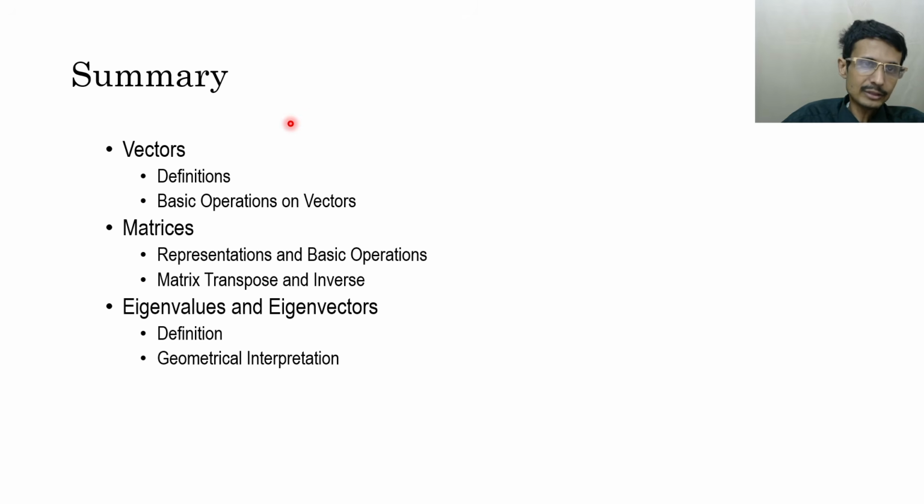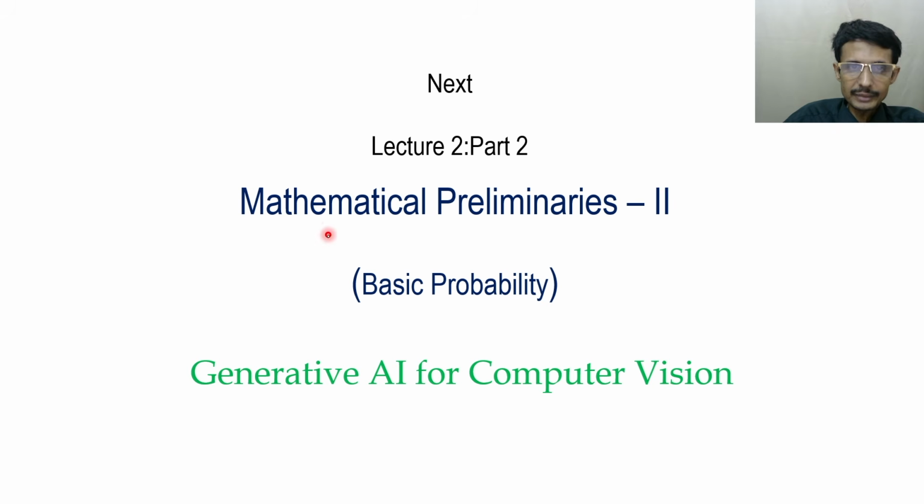So in this lecture, we first introduced vectors, definitions and basic operations. Then we covered a simple understanding of matrices, basic operations, matrix transpose and inverse, and then the concept and definition of eigenvectors. In the next lecture, we are going to understand basic probability. Thank you very much.